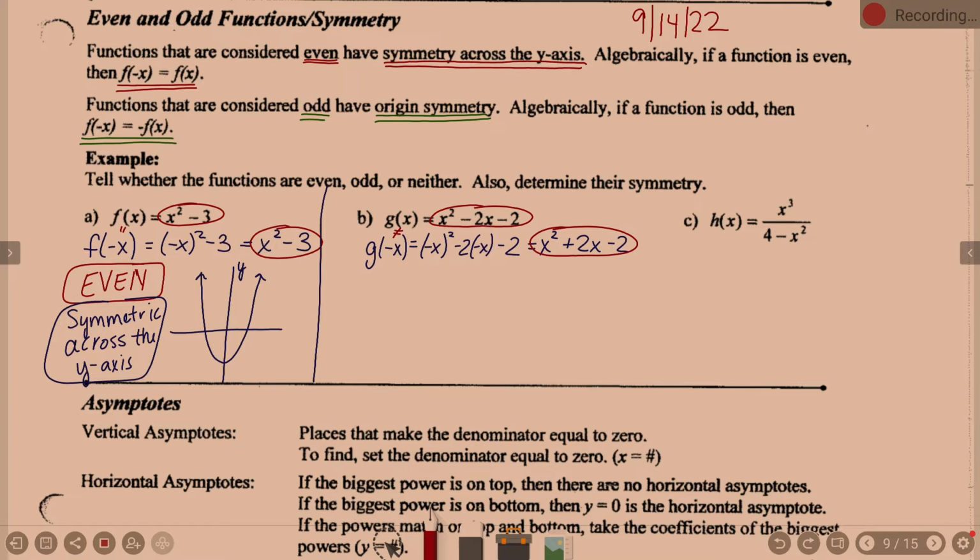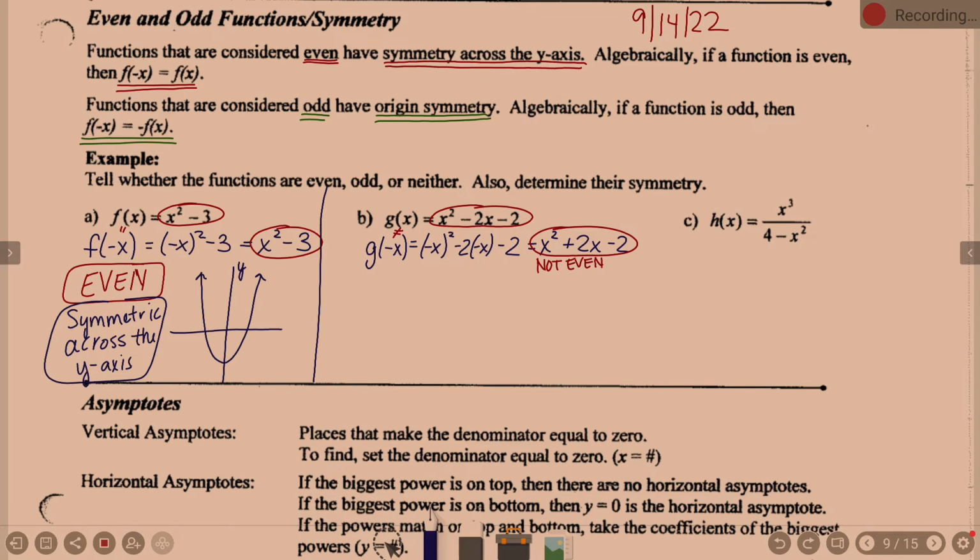I'm just kind of taking you through the process that, okay, I have ruled this out. I know it's not even. I don't know it's odd because remember there's that neither option, yes? It's not like numbers where the numbers are either even or odd. There is a neither option here. Okay, so plan A failed. Plan B. Now we're going to check if it's odd. We already have f of negative x, right? Or in other words, g of negative x.